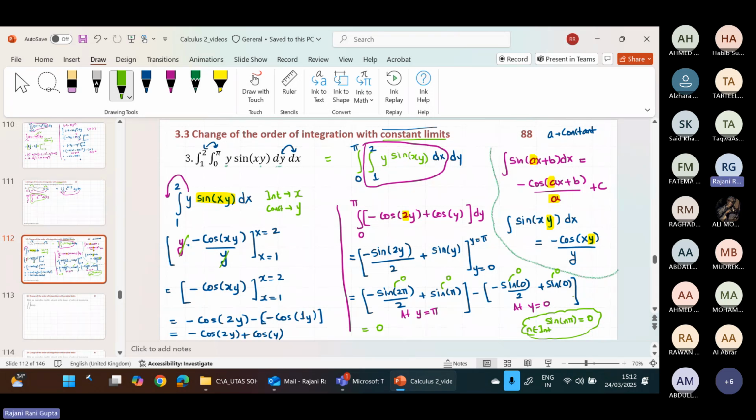So when it is changing the order of integration with constant limits, you don't have many things to do. You simply change the order and change the limit and it works here. But this is not the case when you change the order of integration for the variable limits. Okay, for that you need to plot the graph to find the new limits.